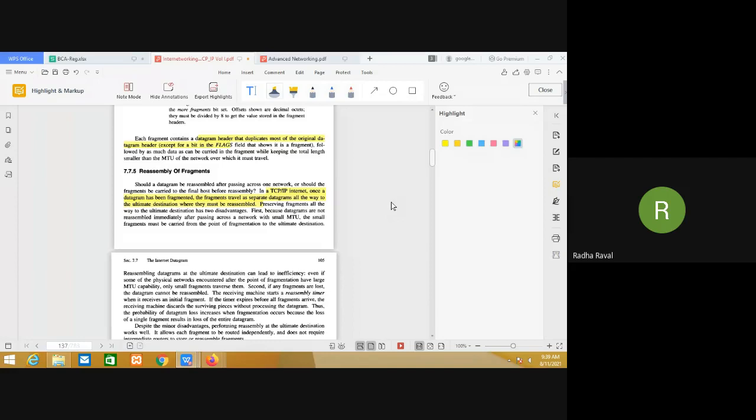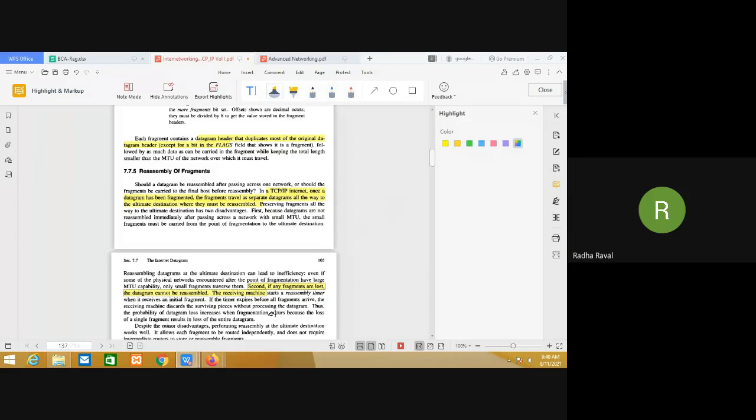So reassembly of the datagram at the ultimate destination can lead to inefficiency. Even if some of the physical networks encountered after the point of fragmentation have a large MTU capability, only small fragments traverse them. And if any fragment is lost, the datagram can't be reassembled. That is the main point. If any one fragmented part is lost, then you can't reassemble the original data. The receiving machine starts a reassembly timer when it receives the initial fragment.